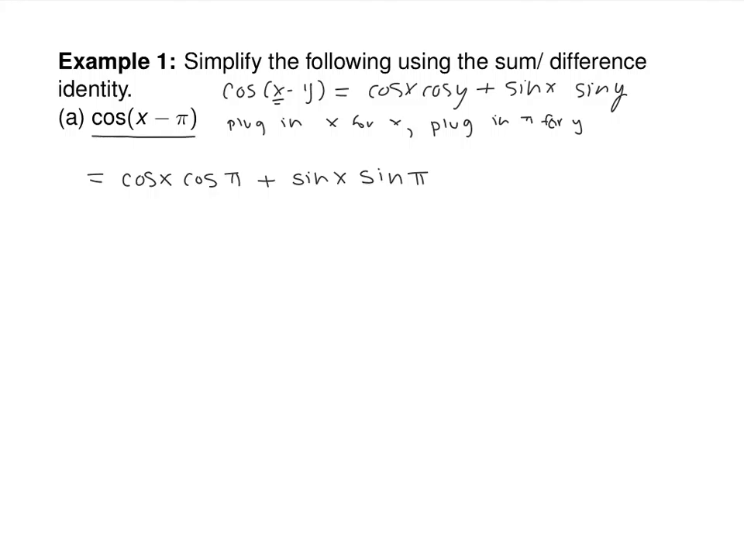Can you work out what cosine of pi is? It's that point right there. Cosine's which coordinate? The x. That is the point -1, 0. So what is the cosine? -1. So that's cosine of x times -1 plus sine x times, what is the sine at pi? 0. So what is anything times 0? 0. So I believe this is just negative cosine of x.